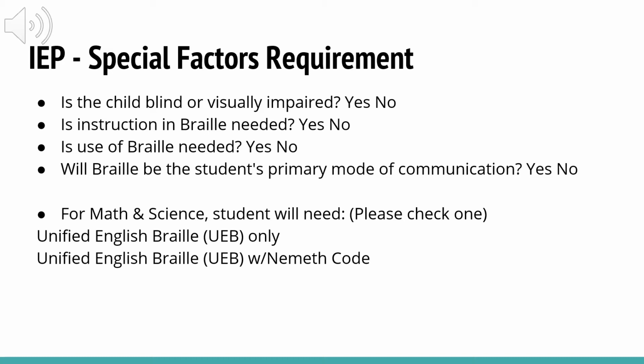For math and science, the student will need either Unified English Braille with UEB only or Unified English Braille with the Nemeth code. This depends on the type of Braille instruction that you are providing. Either state information from the FLMA that justifies your decisions, or state the following. If yes, Braille instruction will be integrated through all classroom activities. How Braille is appropriate and how it will be taught. If the answer is no, the absence of Braille will not impact the student's ability to read and write. Include FLMA information in the present levels as applicable.